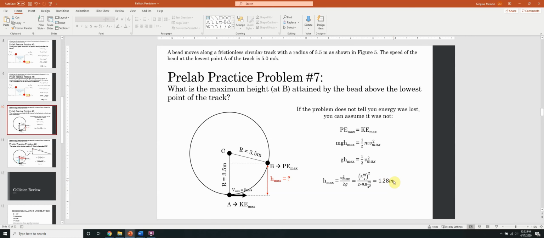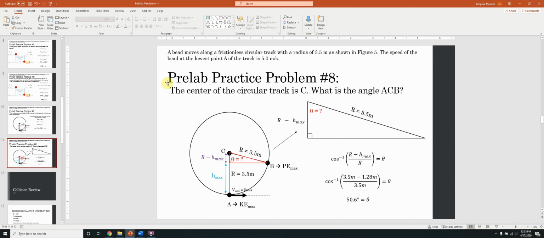So now let's move on to the final problem, which is pre-lab practice problem number 8. It says the center of the circular track is C, so this point here is the center of the circle. What is the angle ACB? It wants to know what this angle is right here. We know from the previous problem that this distance from B to the ground is h max. For simplicity, I drew h max over here, but that's what we calculated in number 7.